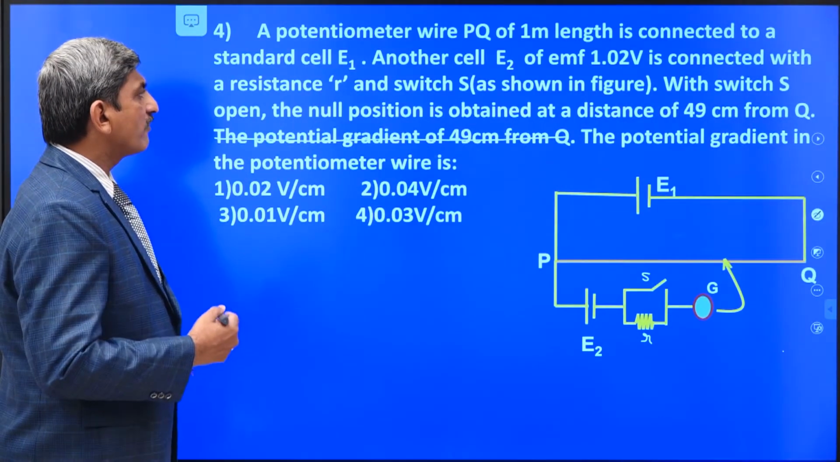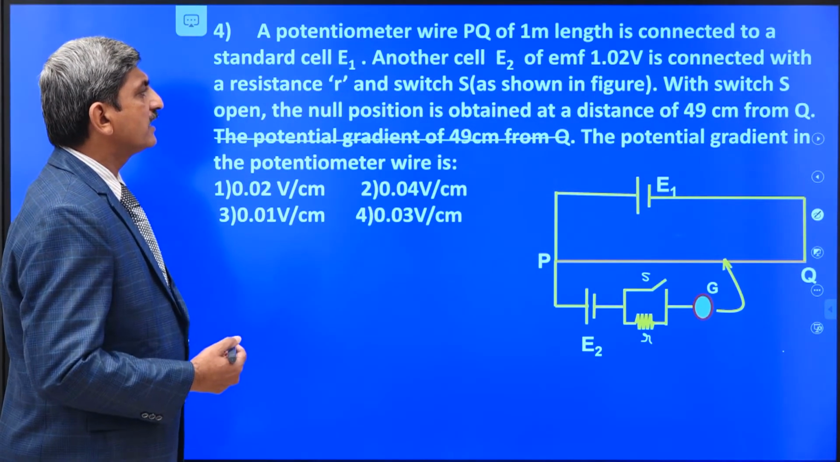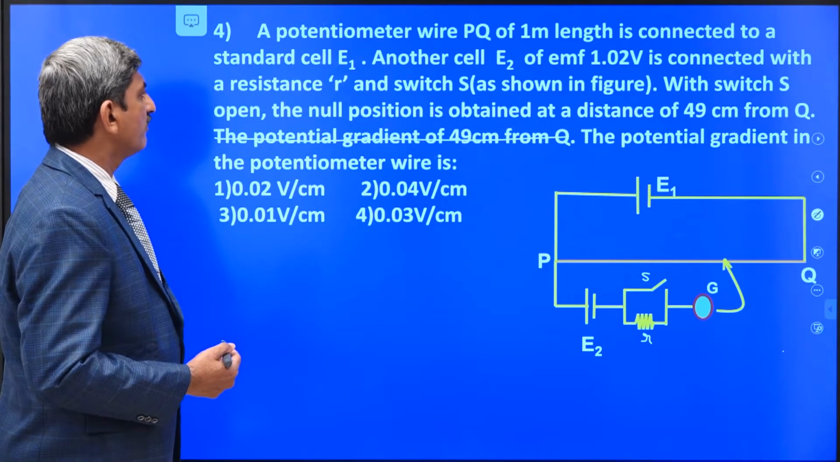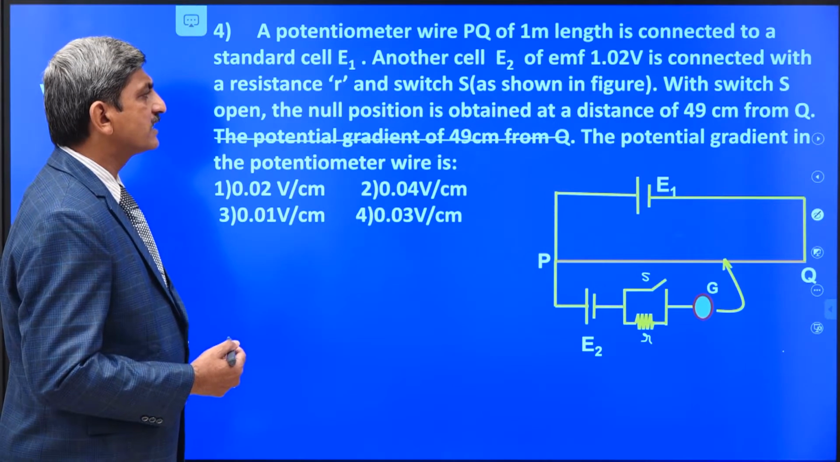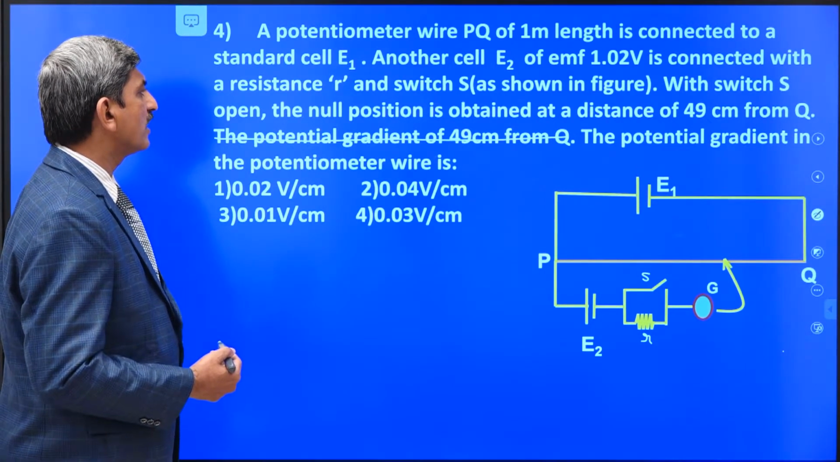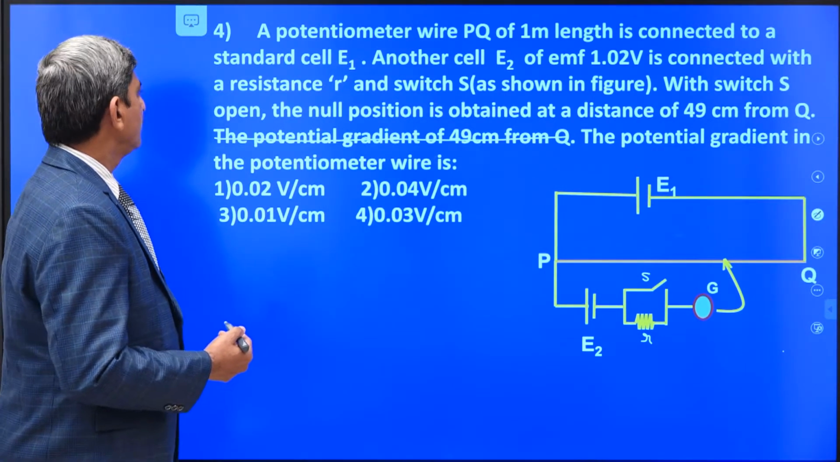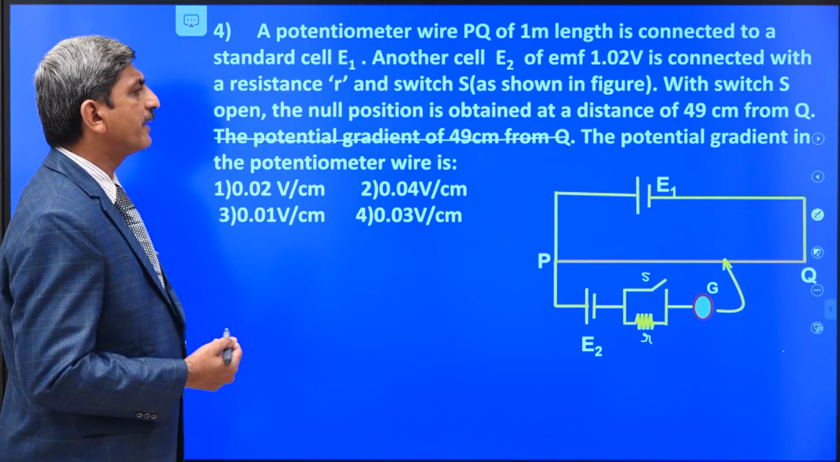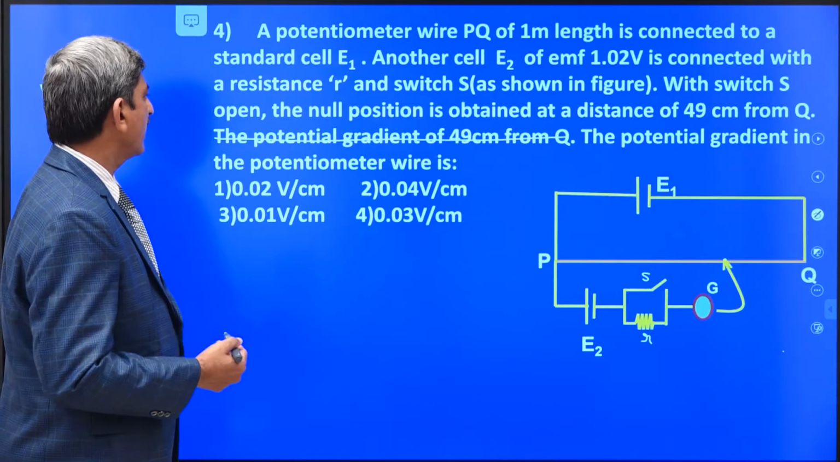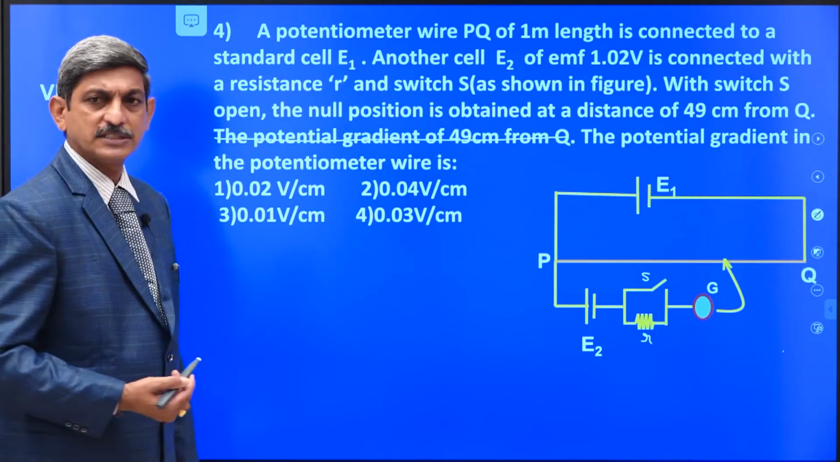A potentiometer wire PQ of 1 meter length is connected to a standard cell E1. Another cell E2 of EMF 1.02 volts is connected with a resistance and a switch S. With S open, the null position is obtained at a distance of 49 cm from Q. The potential gradient in the potentiometer wire is dash.